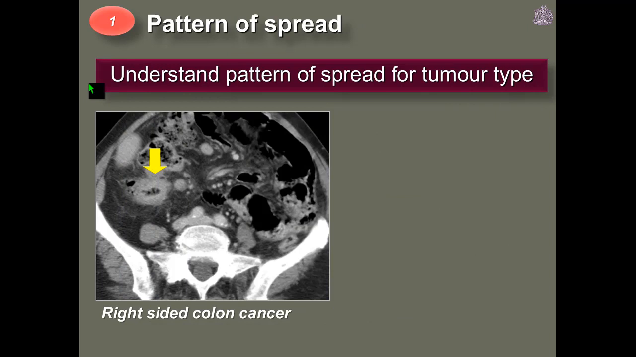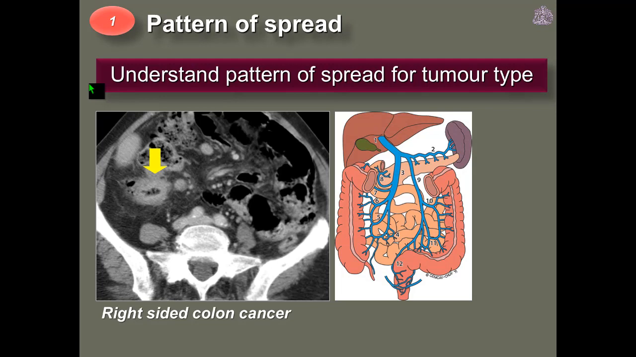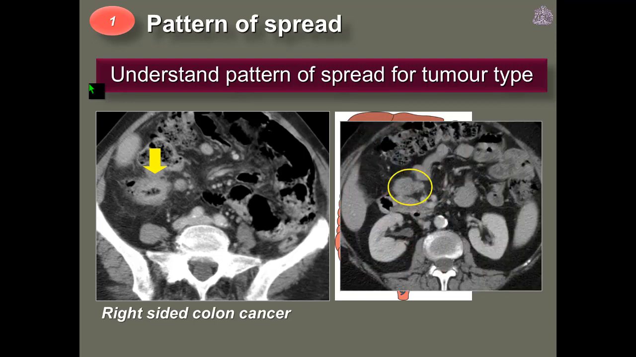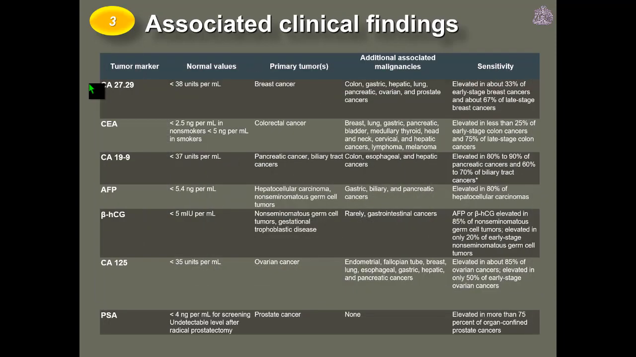So understanding the pattern of spread is actually cardinal in any good oncological practice. So if you have a right-sided colon cancer, then you will know that the lymphatic spread from the right-sided colon is along the venous system to near the confluence of the portal vein. So you want to look higher up for potential nodal involvement. And this is typically where you might see further nodal relapse in the upper abdomen. So here you can see that this is just adjacent to the third part of the duodenum.